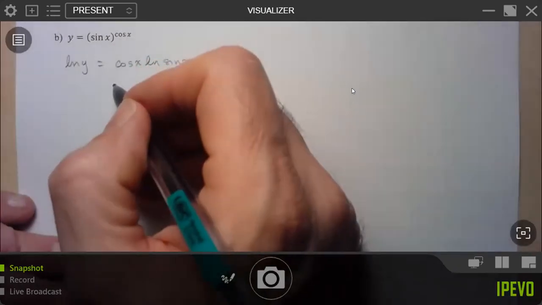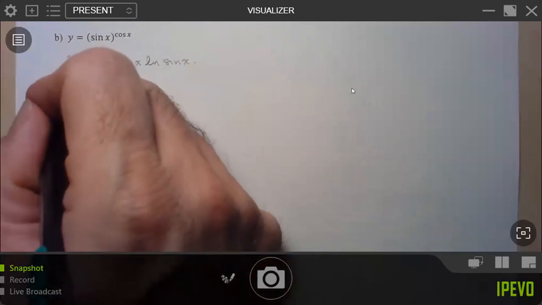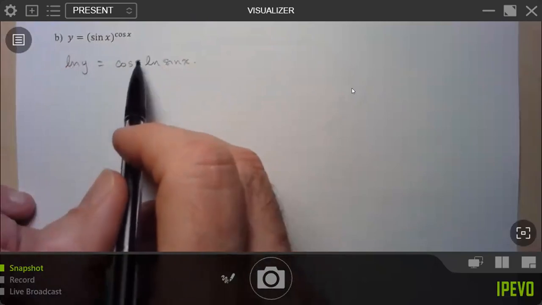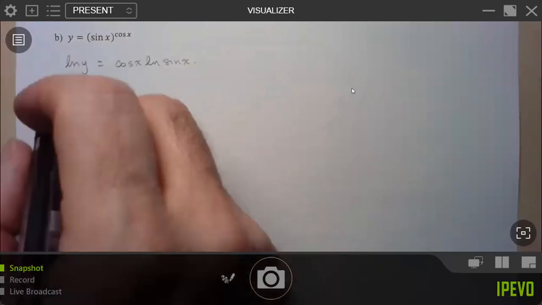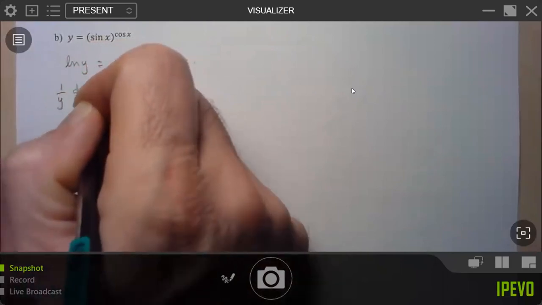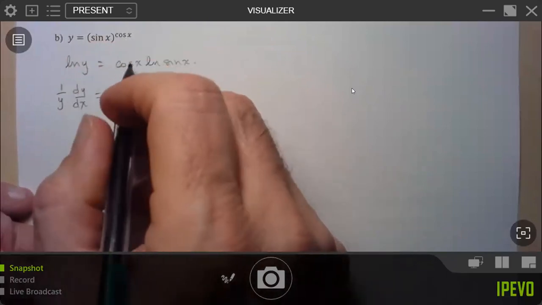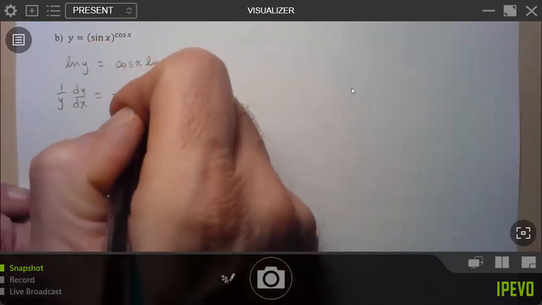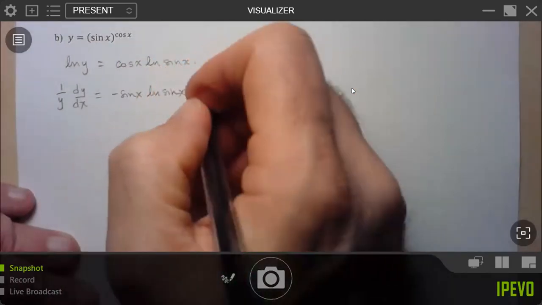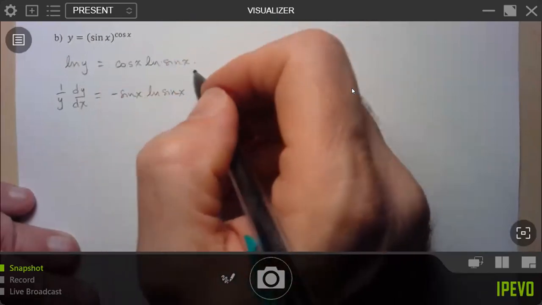In the next line, I'm going to take the derivative of both sides, but I'm going to apply it right away. I'm not going to write out d dx of ln y. I understand that I'm taking the derivative with respect to x to both sides. So I know this is just going to be 1 over y times dy dx. Okay. And this here, now I'm going to have to do the work. So this is going to be, well, derivative of the first, negative sine x times the second function, and then plus the first function times the derivative of the second function.